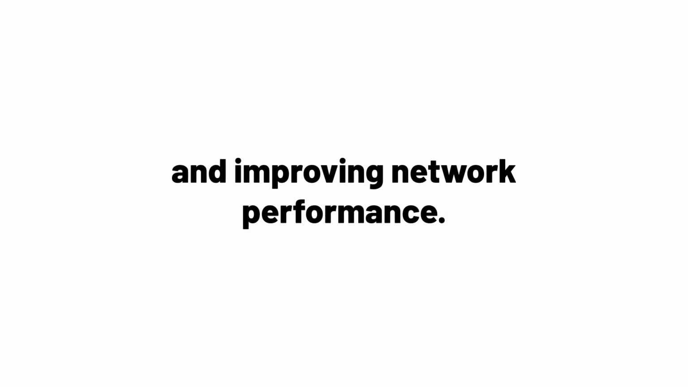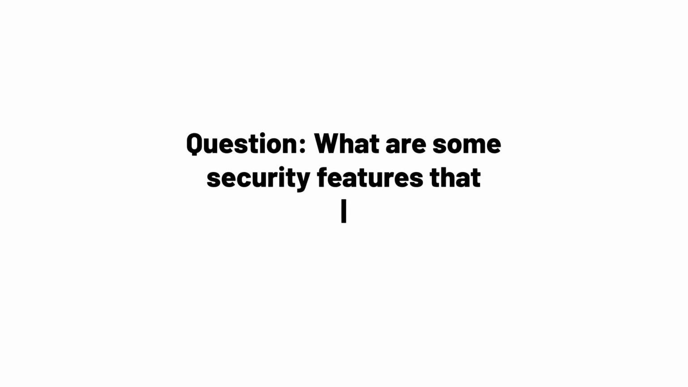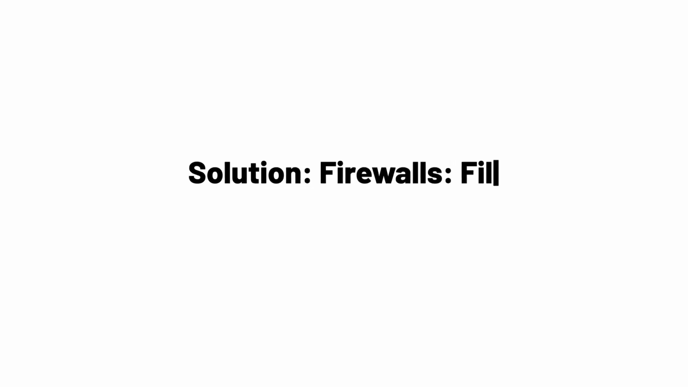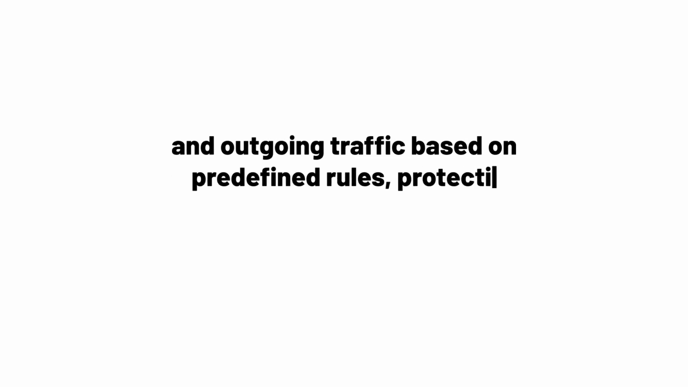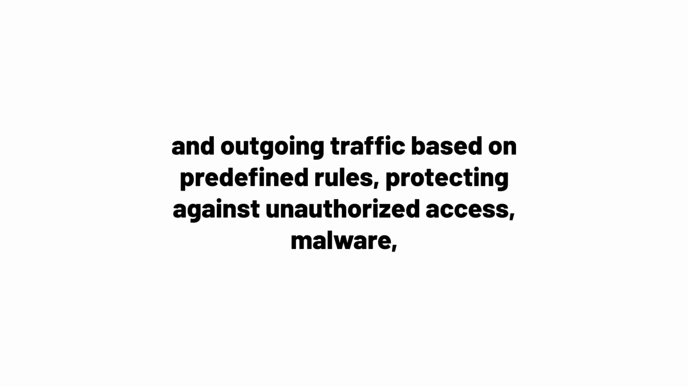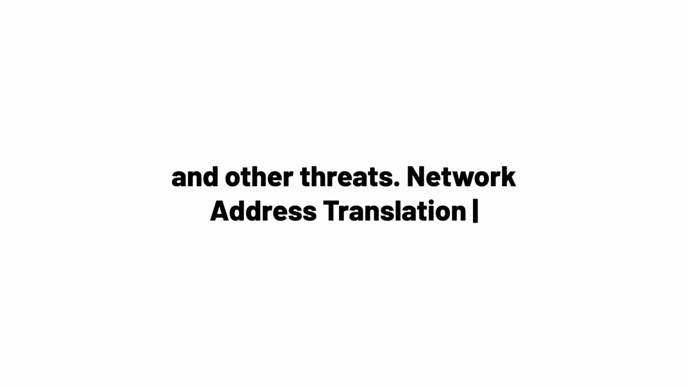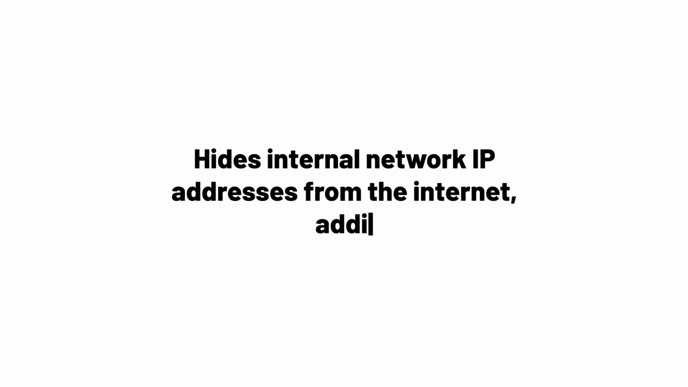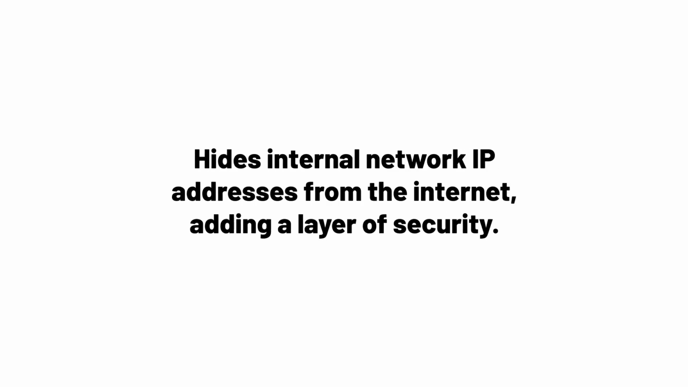Question: what are some security features that routers can offer to protect a network? Solution: firewalls filter incoming and outgoing traffic based on predefined rules, protecting against unauthorized access, malware, and other threats. Network address translation (NAT) hides internal network IP addresses from the Internet, adding a layer of security.